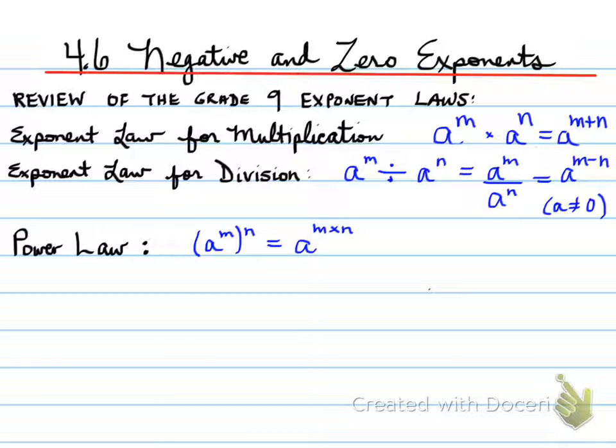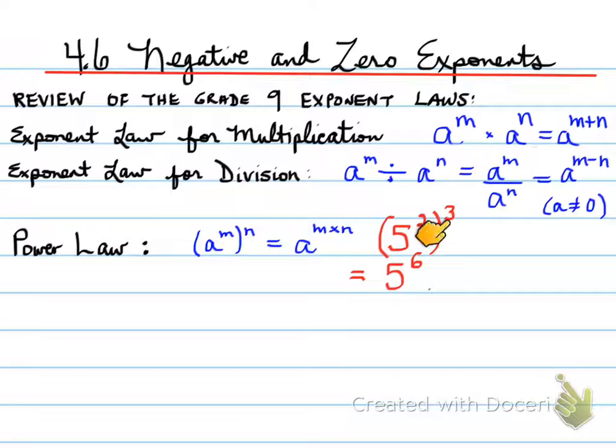Let's use a base of 5 to the power of 2, all raised to the power of 3. What does that do for us? Well, I can now take the two exponents and multiply them to get 5 to the power of 6.